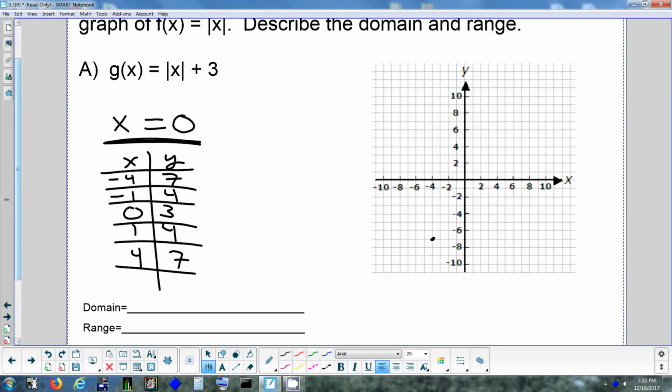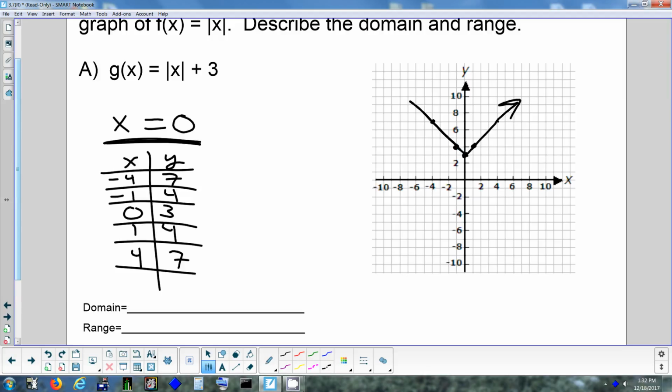So graph your points. Negative 4, 7. Double check, make sure I'm okay. Negative 1, 4, 0, 3. Okay. Now watch what's going to happen after this point. What is that point called again? 0, 3. The vertex. Because now the graph has turned. And 4, 7.